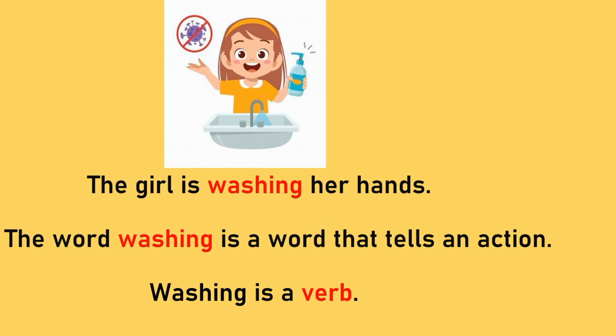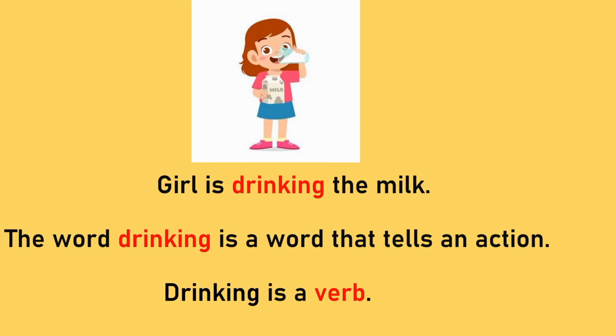The girl is washing her hands. The word washing is a word that tells an action. Washing is a verb. So here washing is a verb. The girl is drinking the milk. The word drinking is a word that tells an action. Drinking is a verb. So here drinking is a verb.